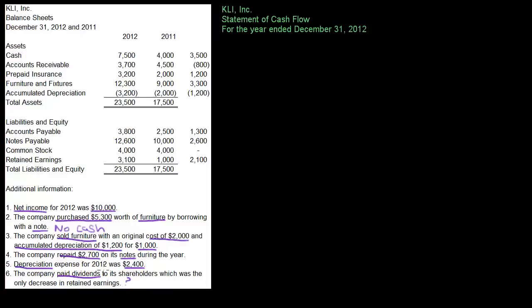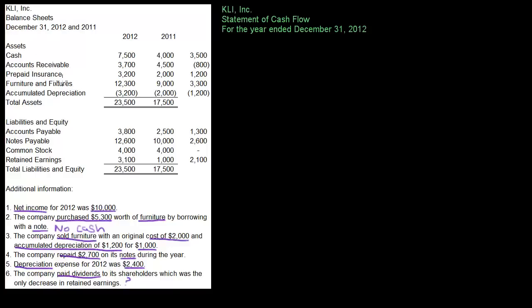In order to be able to do a cash flow statement, you have to have a really good grasp of both the balance sheet and the income statement. If you don't have a good grasp of those items, you need to go back and study them, because if you don't understand what these accounts are, if you don't know what accounts receivable is and you're trying to do a cash flow statement, it's going to be tough.